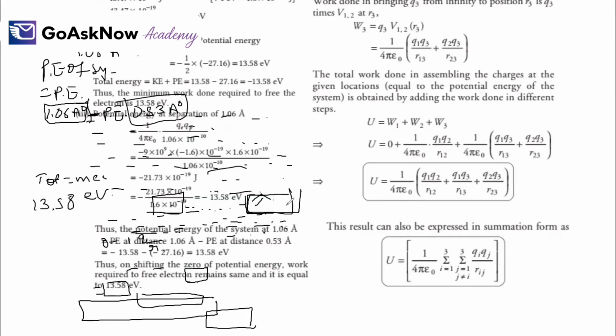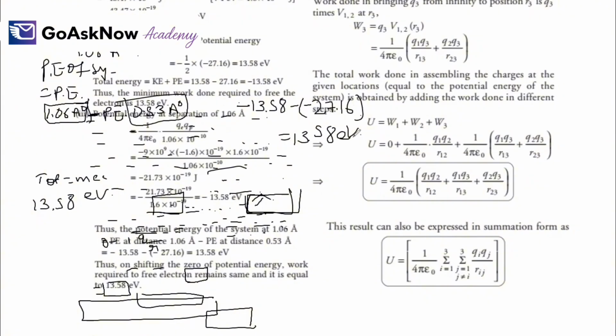After calculating both these energies, you will get this: we have already calculated minus 13.58, minus of the potential energy, which is minus 27.16, which we have already calculated. Just substitute the values. You will get 13.58 electron volt. So this is the total potential energy of the system.